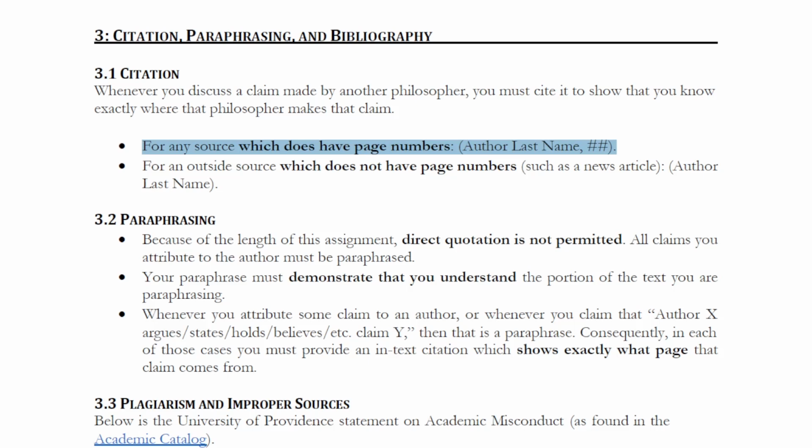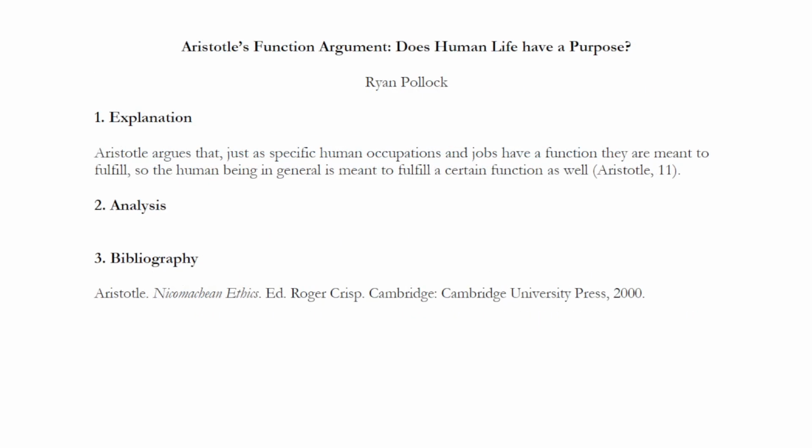For in-text citations, you need to place the author's name followed by the page number in parentheses at the end of the sentence. For example, imagine that I write the following sentence in my hypothetical paper. Aristotle argues that just as specific occupations and jobs have a function they are meant to fulfill, so the human being in general is meant to fulfill a certain function as well. Here I reference a claim that Aristotle makes on page 11 of the reading, and I indicate this by writing the author's name and page number in parentheses.